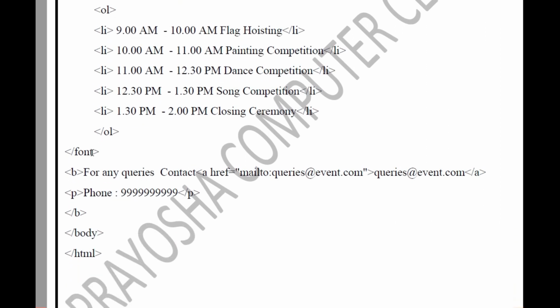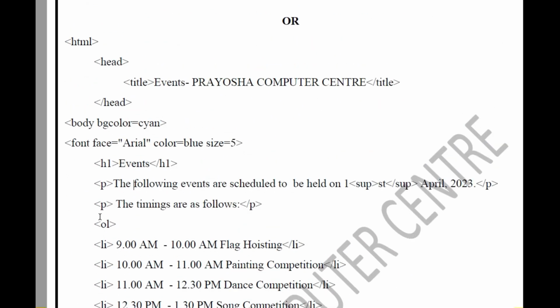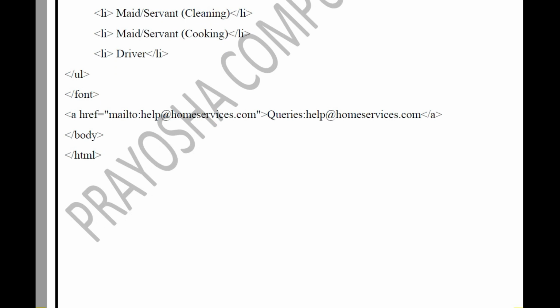Then we are going to close the font tag, and to display the mail link we have to use the anchor tag. So a href mailto queries@event.com, and this is about the mail. And also they told us we have to write both the lines in bold, so we have started bold here and closed bold here. So this is all about this question.